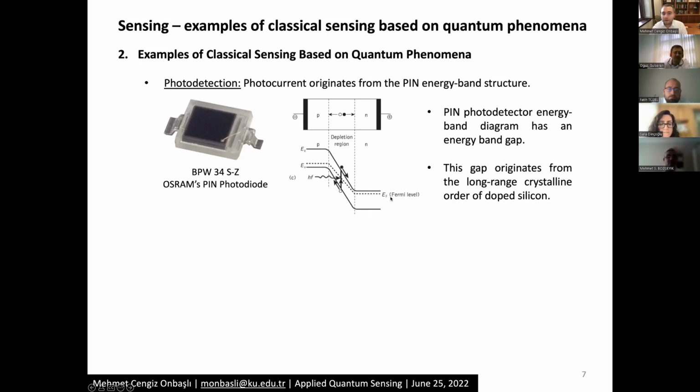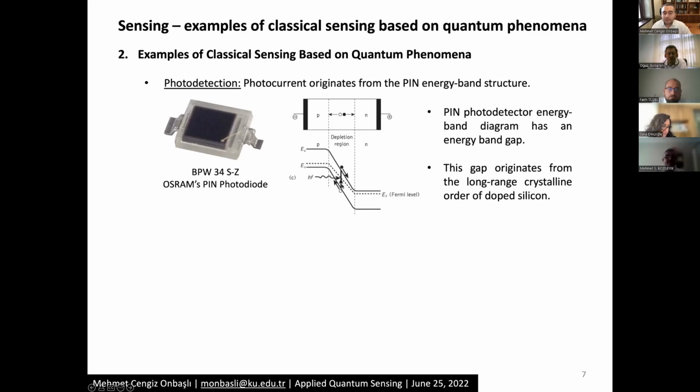So you may have noticed that there's a discretization that originates because of the long-range crystalline order. If our materials were not demonstrating any long-range crystallinity, then we wouldn't observe this kind of a band gap in most cases.